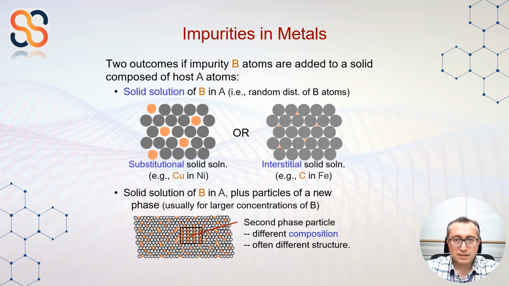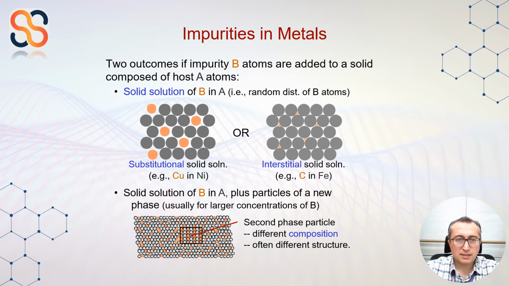Now let's talk about the impact of impurities in metals. When we introduce impurity atoms like B into a solid made up of host atoms A, there are generally two main outcomes we can observe. First, we can form a solid solution of B in A. It means that the B atoms get randomly distributed throughout the A atoms, creating a homogeneous mixture.